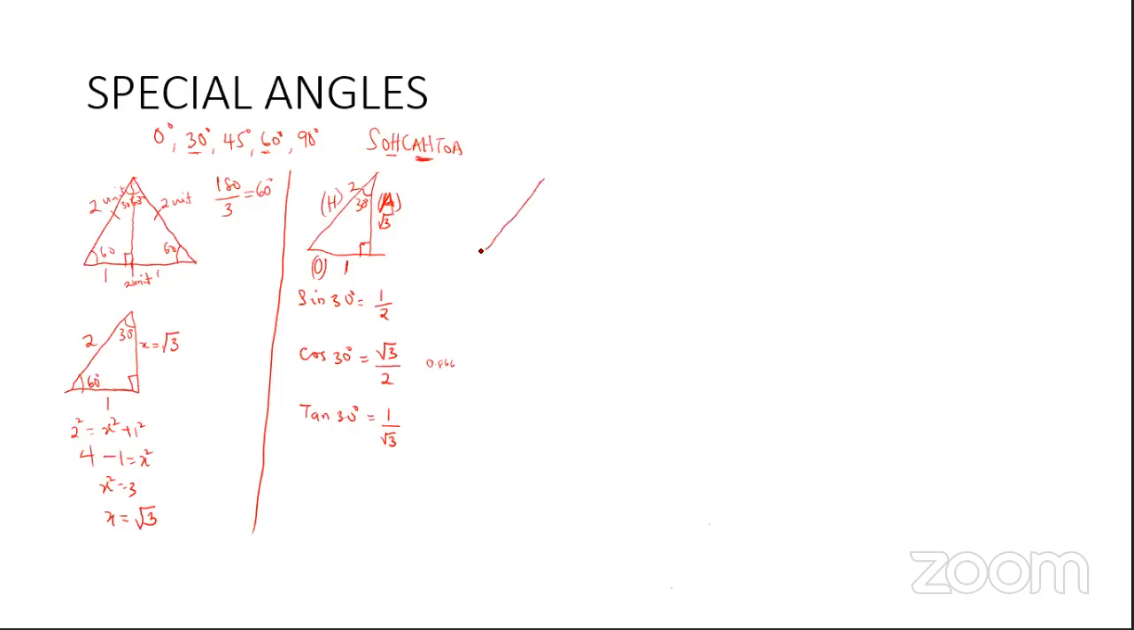Moving to angle 60 degrees. You know which one is 60? It is this one that is 60 degrees. I still have this place as 2, this place as square root of 3, and this place as 1. But the naming will change. This is still the hypotenuse because it's the longest side and it's the side facing angle 90 degrees.